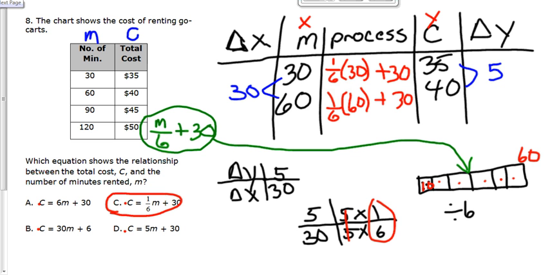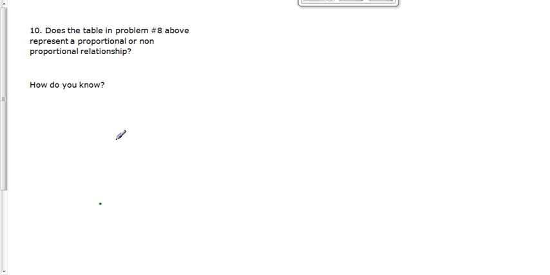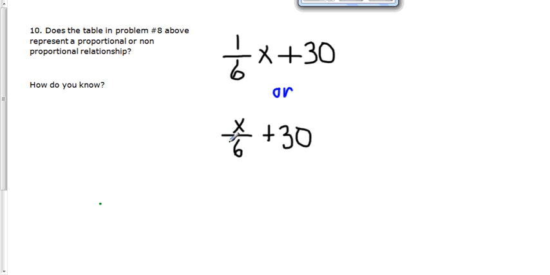Now, if we go ahead and look to problem 10, 10's just asking us, does the table in problem 8 above represent a proportional or non-proportional relationship? And how do you know? Well, this is the rule or the process you came up with: 1/6 times x plus 30, or x divided by 6 plus 30. Either way it goes, this is non-proportional.